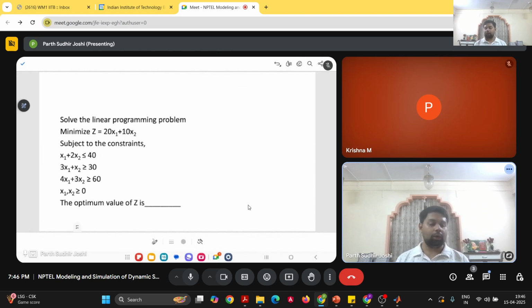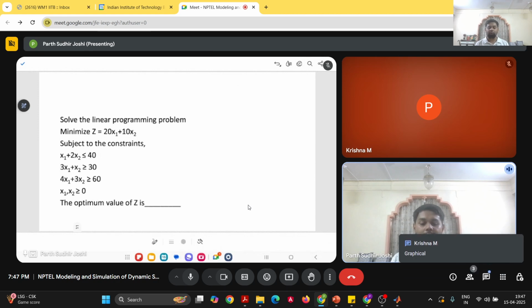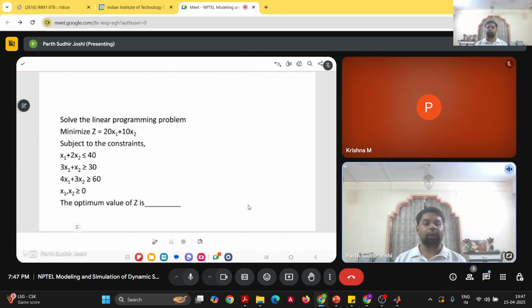Since we have only two variables, what kind of method do you think we can apply to solve this problem? Which kind of optimization method can we apply? Yes, we can apply the graphical method because it involves only two design variables, so it is possible to solve this problem using the graphical method. So we will try that.